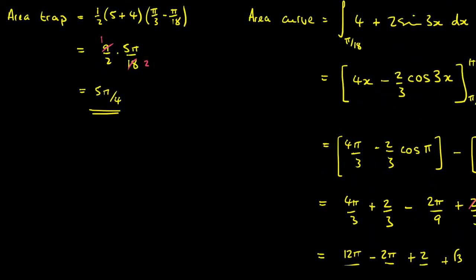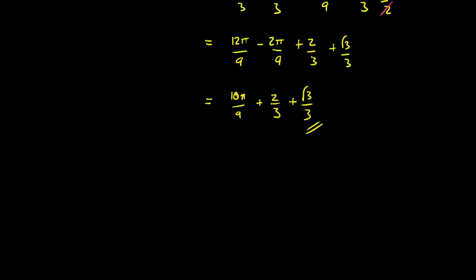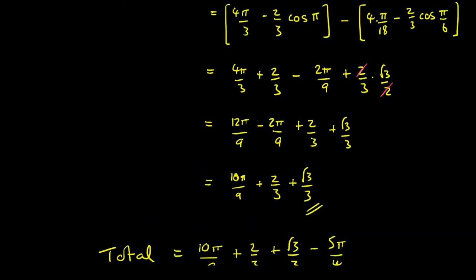So what's the total area going to be? Well, the total area is going to be the area under the curve minus the area of the trapezium, right? So the total, I've just got to subtract off the 5 pi upon 4. So let's just go down here. So total is equal to 10 pi upon 9 plus 2/3 plus root 3 upon 3 minus 5 pi upon 4. Hope I got that right.